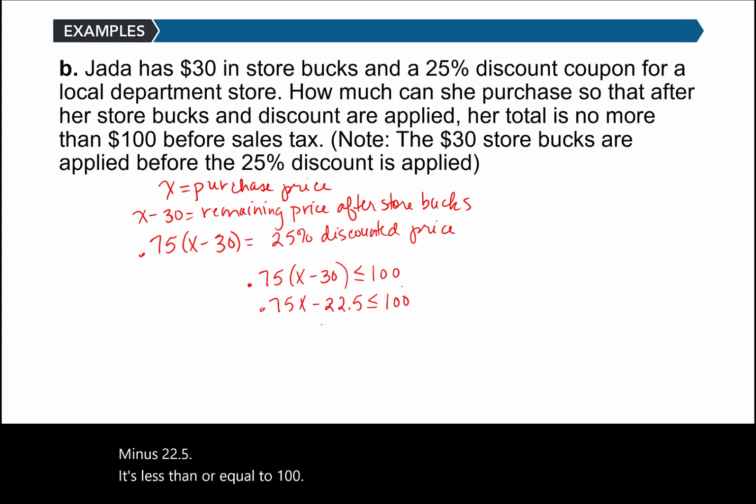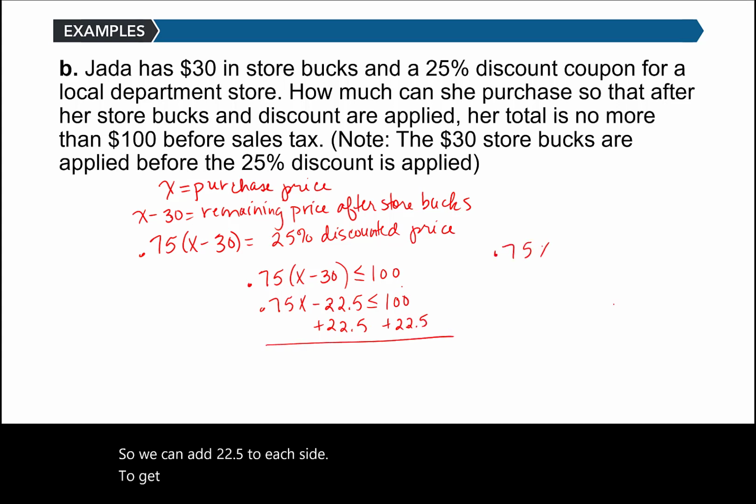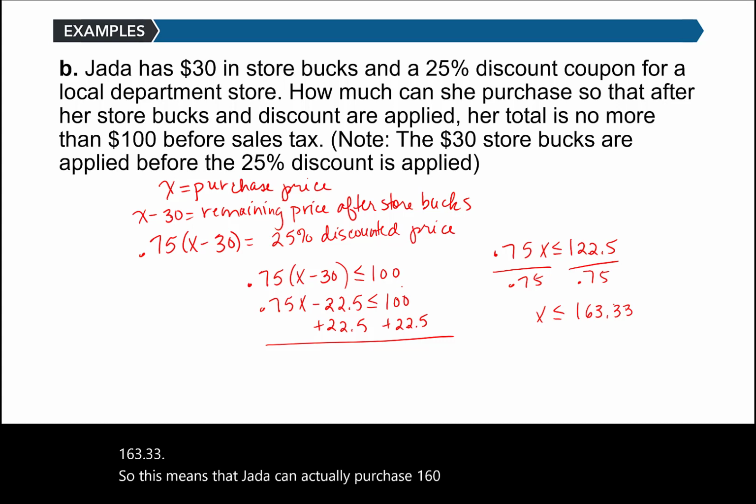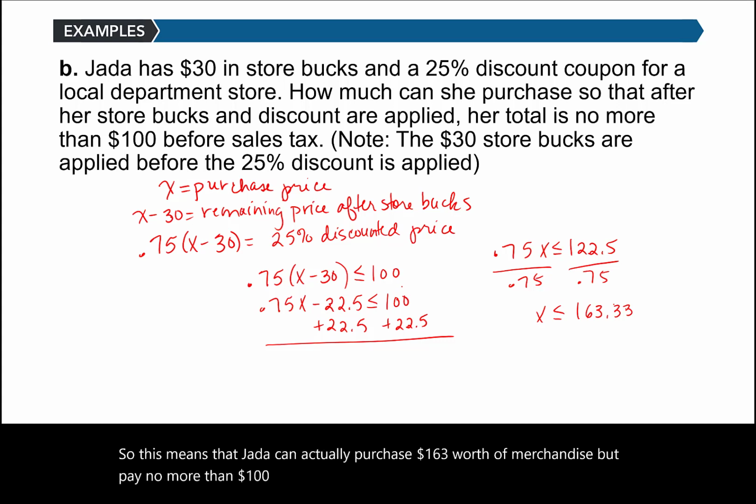So we can add 22.5 to each side to get 0.75x ≤ 122.5. And lastly, dividing by 0.75, we get that x is less than or equal to 163.33. So this means that Jada can actually purchase $163 worth of merchandise, but pay no more than $100 before sales tax.